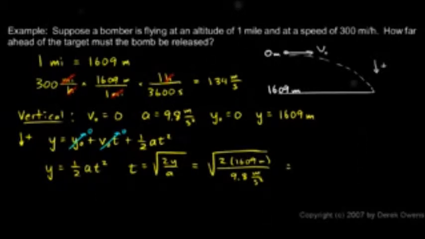And I put all those numbers into my calculator, multiply, divide, take the square root, and I get a time of 18 seconds. So that's how long it takes the bomb to fall. That means we need to release the bomb 18 seconds before the plane is directly over the target. And that will determine the horizontal distance before the target. So I figure out that distance using the horizontal motion.